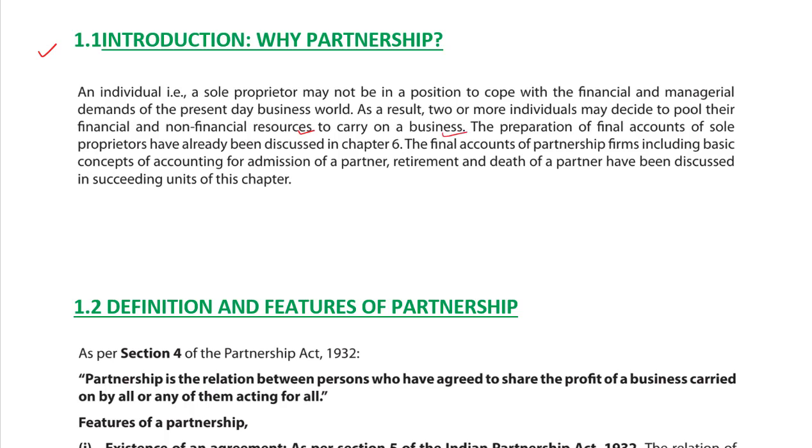The preparation of final accounts of sole proprietor have already been discussed in chapter 6. The final accounts of partnership firm, including the basic concepts of accounting for admission of a partner, retirement of a partner, death of a partner, has been discussed in succeeding units of this chapter.